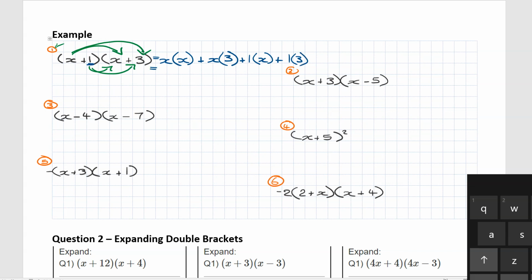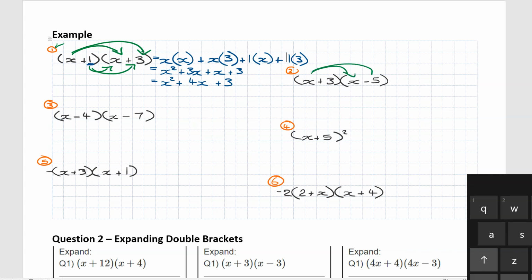Now, getting rid of all of the black brackets and multiplying everything together, we're going to find that x times x is x squared plus x times 3 is 3x plus 1 times x is simply x plus 1 times 3 is 3. Now, collecting like terms, there's only one term with an x squared, but we've got two terms with x's, so it's going to be the 3 plus the coefficient of 1, which is 4x plus 3, and thus we've expanded out this first example.